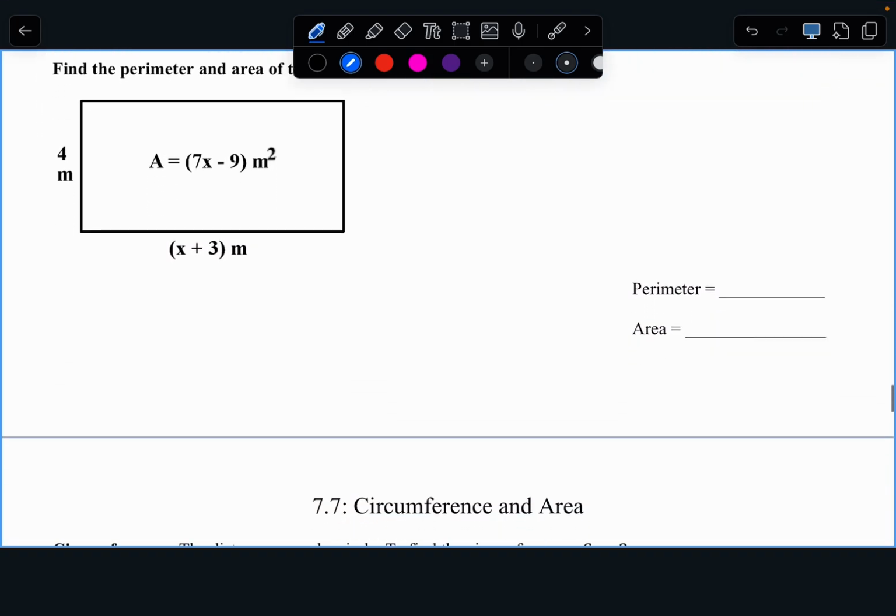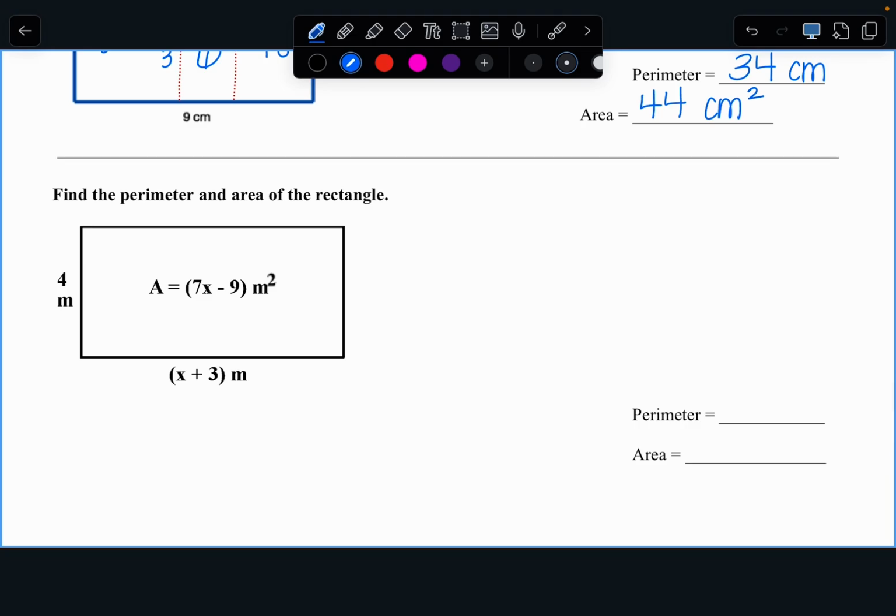What if we're working with a slightly more complicated one? We are given the area. Remember, area is length times width. So if we take 4 times x plus 3, that's equal to 7x minus 9, because it gives us the area. Okay, so this will help us solve for x.